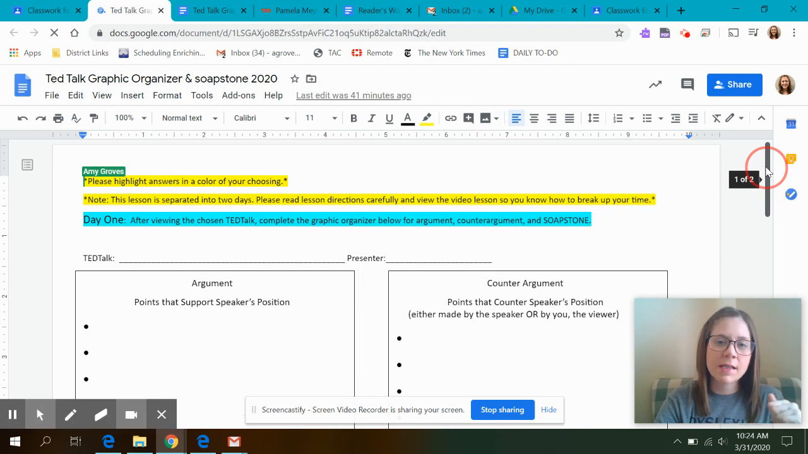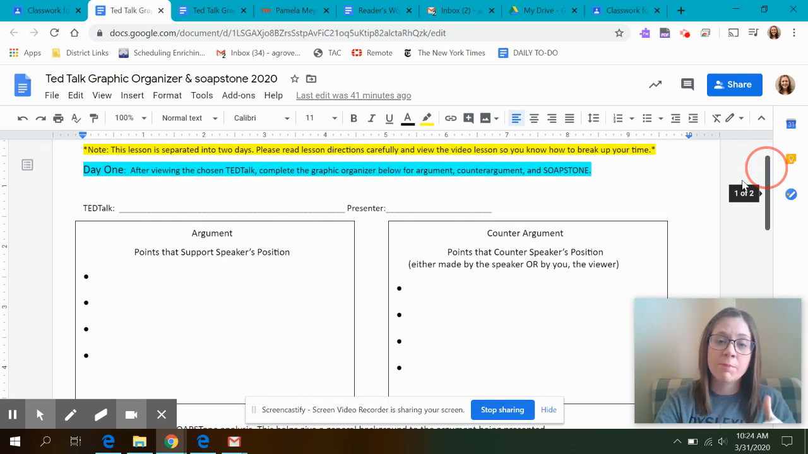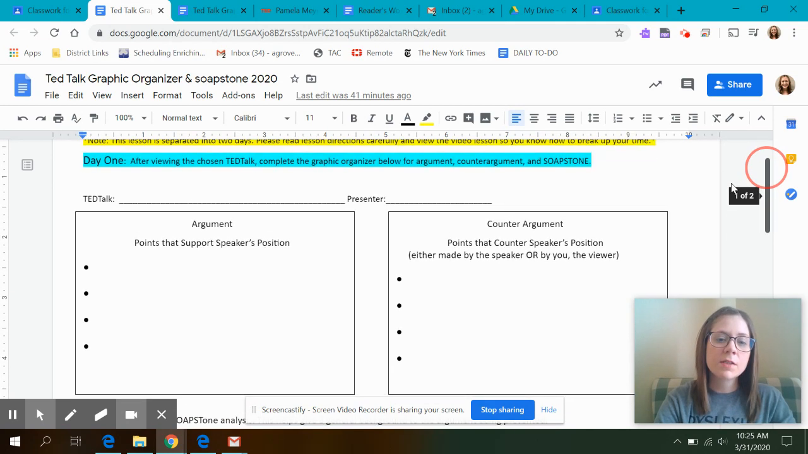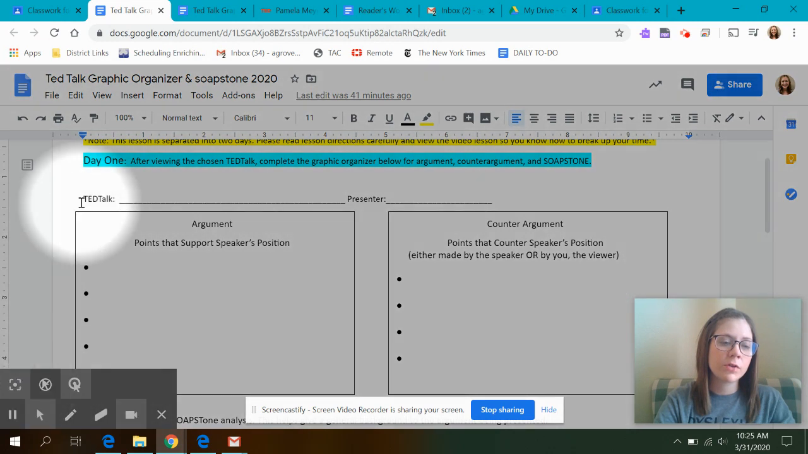So your only assignment for today is to watch the TED Talk and complete this first page of the graphic organizer and then pause. Don't turn it in because you're not done with it. And then go ahead and get back to reading your novel for Reader's Workshop or your nonfiction work, whatever it is. Go ahead and go back to reading that and working on week 2. So let's look at what I'm asking you to do. Don't forget to highlight your answers as you're going through.